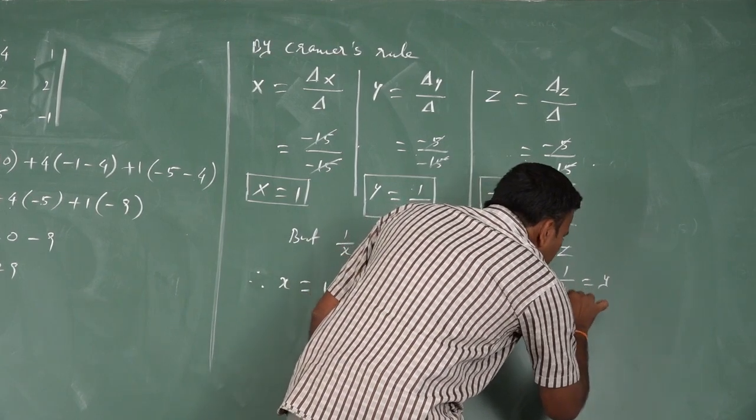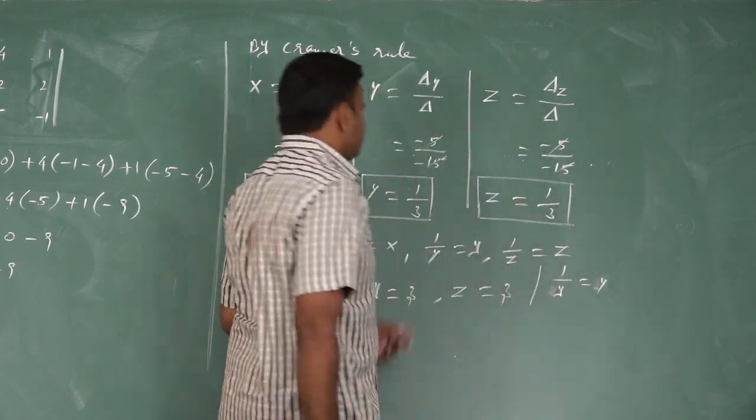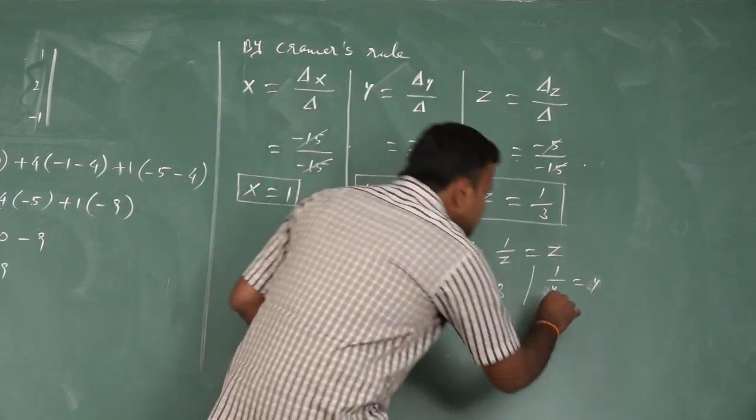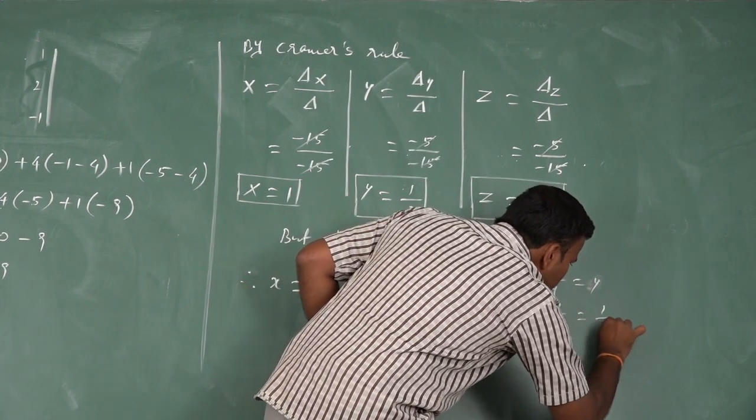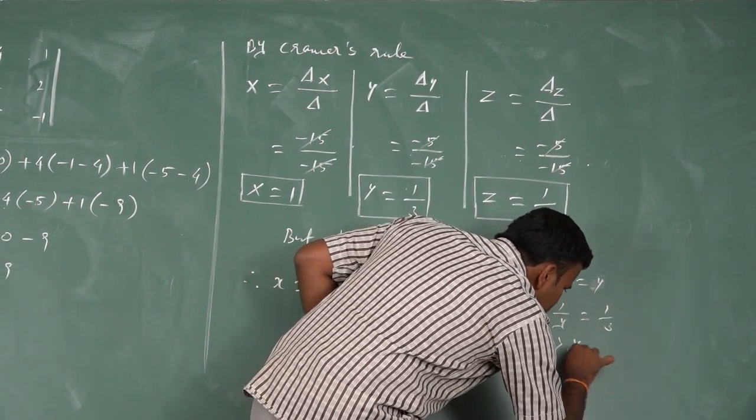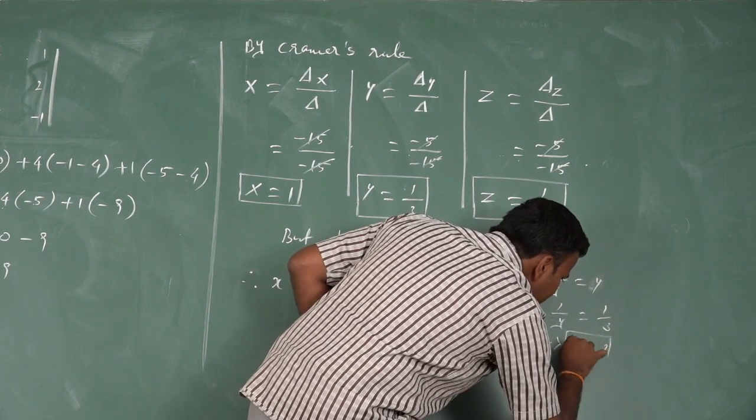So we get 1 by y is equal to capital Y. The value of capital Y is 1 by 3. So 1 by y is equal to 1 by 3. Taking reciprocal, y is equal to 3.